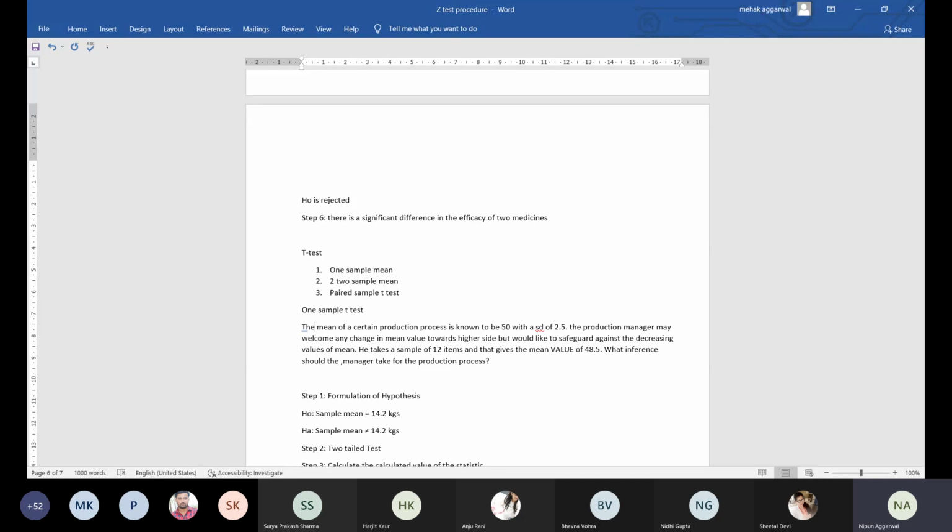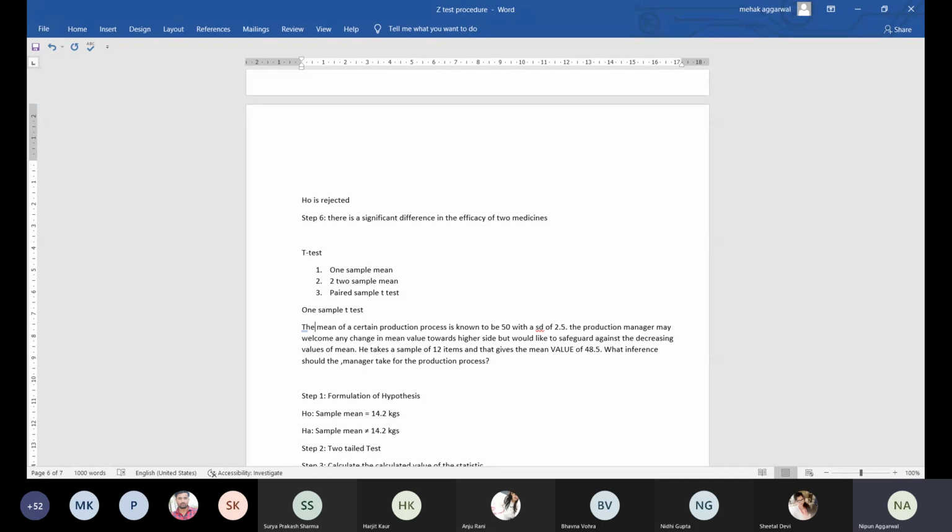Fine. Any problem or any doubt in this, to decide which type of test it is? Clear? Please repeat, sir. A sample of 12 items is to be taken. So there is only one sample. There will be no two samples. We have only taken one sample of 12 items, and we are comparing the mean value of this as 48.5 to a standard 50.